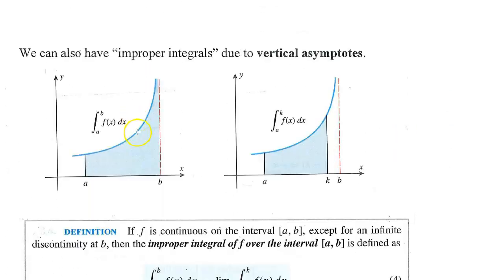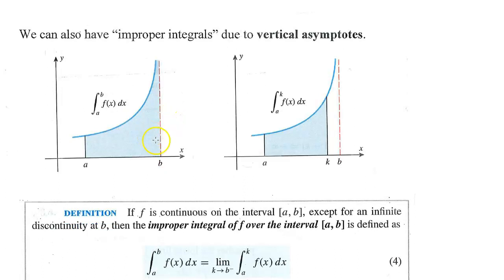Now, we can also have improper integrals due to vertical asymptotes. So here we're not going to integrate from like a to infinity, from like 5 to infinity, or negative infinity to 7, or negative infinity to infinity. We're just integrating between two numbers, maybe integrating from 3 to 7, but we maybe have a vertical asymptote right here. This is also an improper integral.